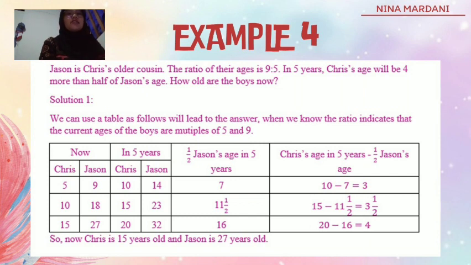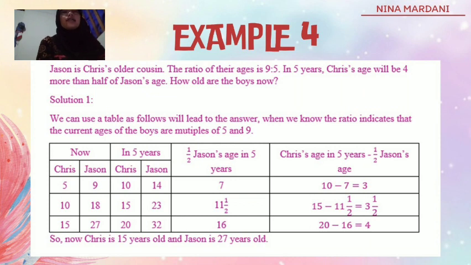Grace 10, Jason 18. In 5 years, Grace 15, Jason 23. Half Jason's age in 5 years is 11 and a half. Grace's age in 5 years minus half Jason's age is 15 minus 11 and a half equals 3 and a half.